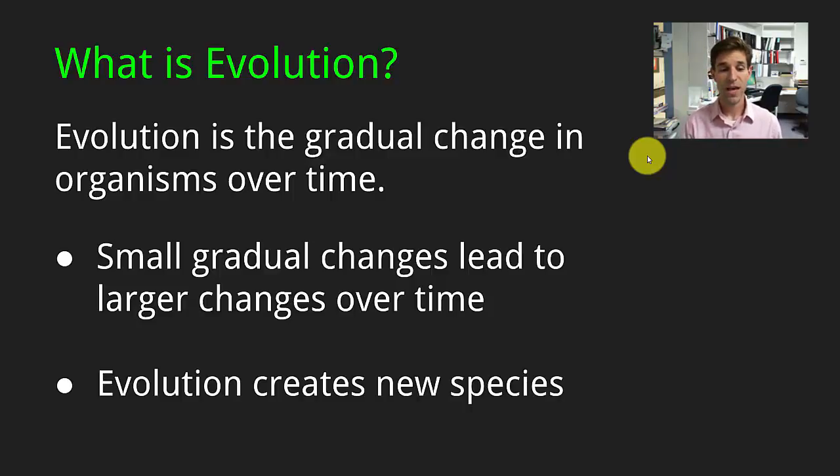And our last point here is that evolution creates new species. We have millions and millions of species here on Earth now, and it's because of the species that existed before them that we have the ones that we have now. And it's the traits and characteristics of those ancient creatures that we no longer have that gave rise to the characteristics in the creatures that we see now. So again, evolution is a gradual change in organisms over time. It's those small gradual changes that account for the large changes that we see over that time frame, and evolution is the force that creates new species.